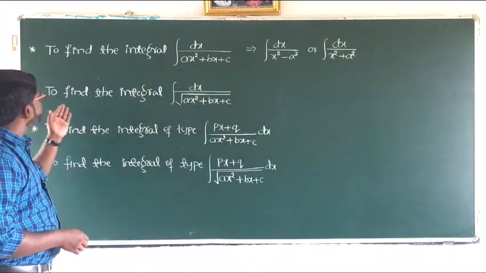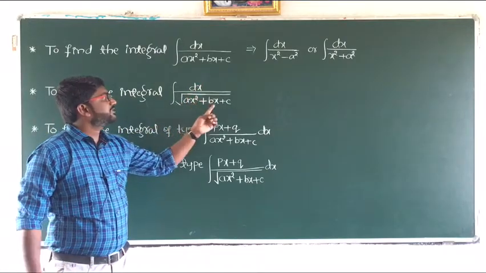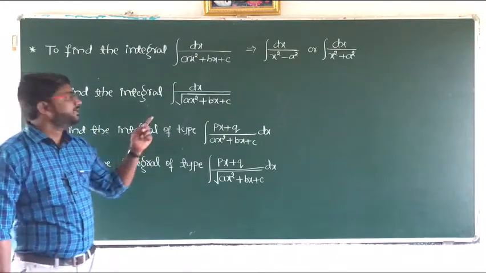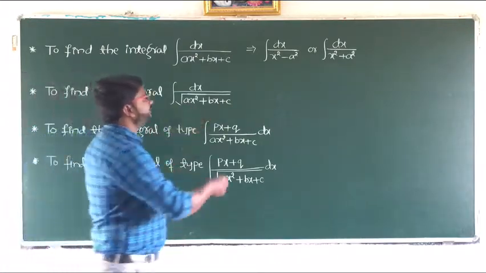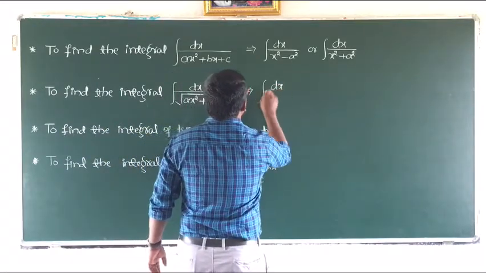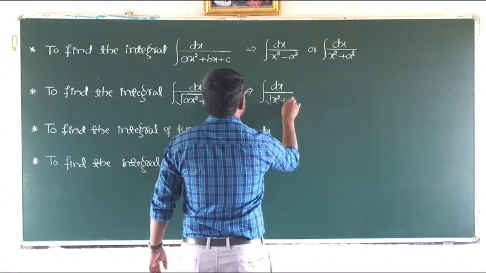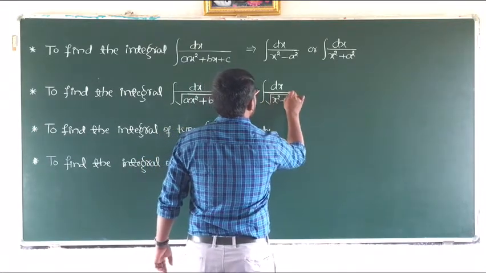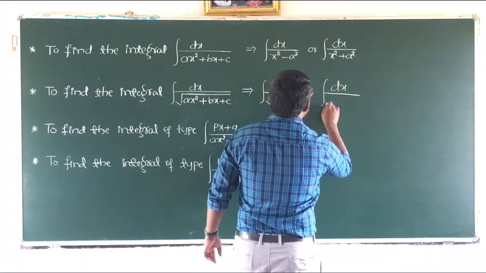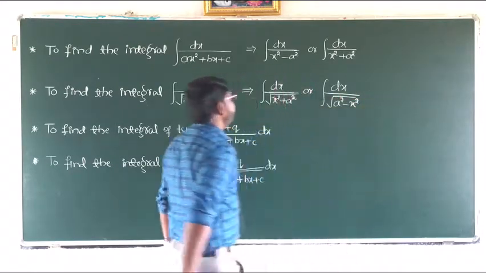Second one, see here, to find the integral dx by under root ax square plus bx plus c. So here the quadratic polynomial is inside the square root. So this integral may be reduced to the standard form integral dx by under root x square plus a square, or integral dx by under root a square minus x square. So now see the third one.